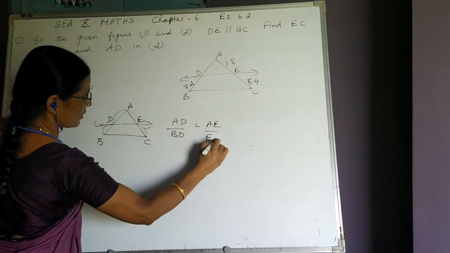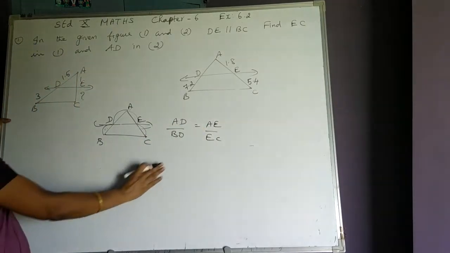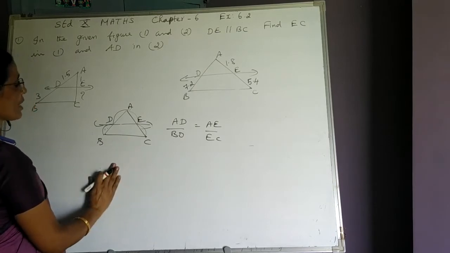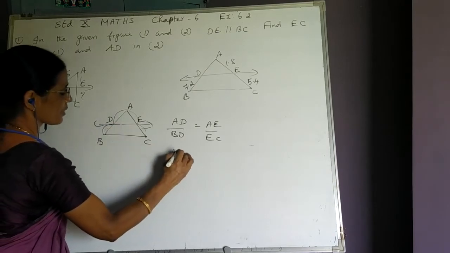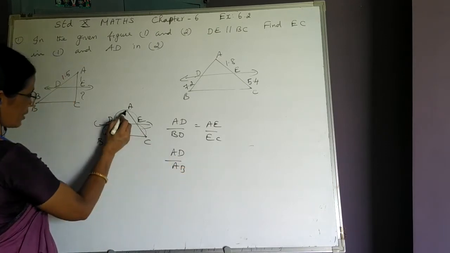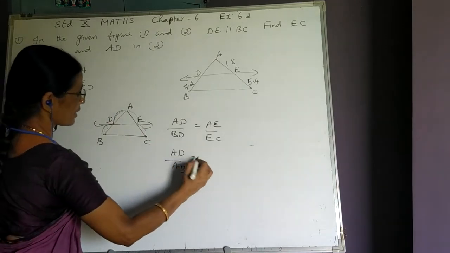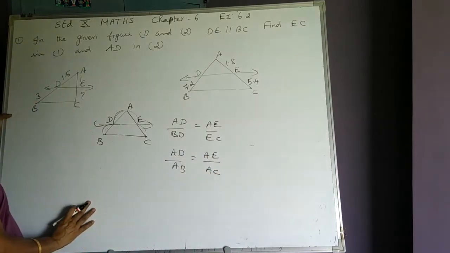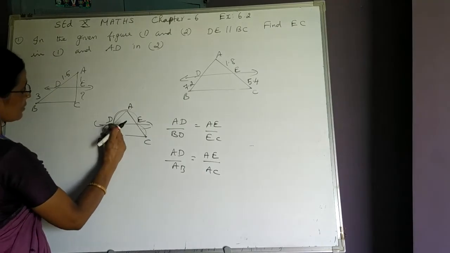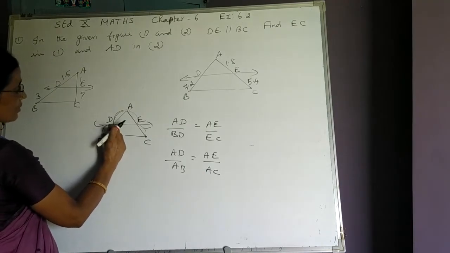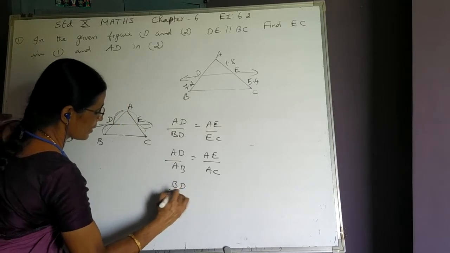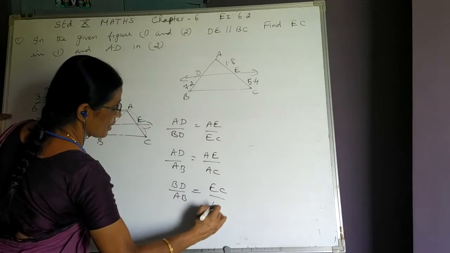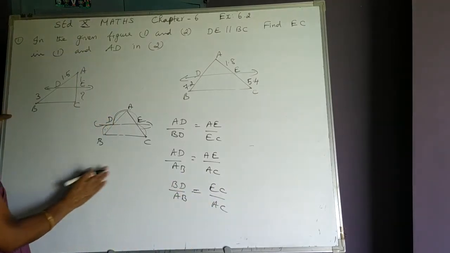Thus we studied the theorem with proof. If this is true, two more results for the same are true. What are the remaining two results? If I take AD upon AB, then that is equal to AE upon AC, right? The third result is if I take the last segment, BD with the entire side AB, then that is equal to EC upon AC. So the result is very simple.